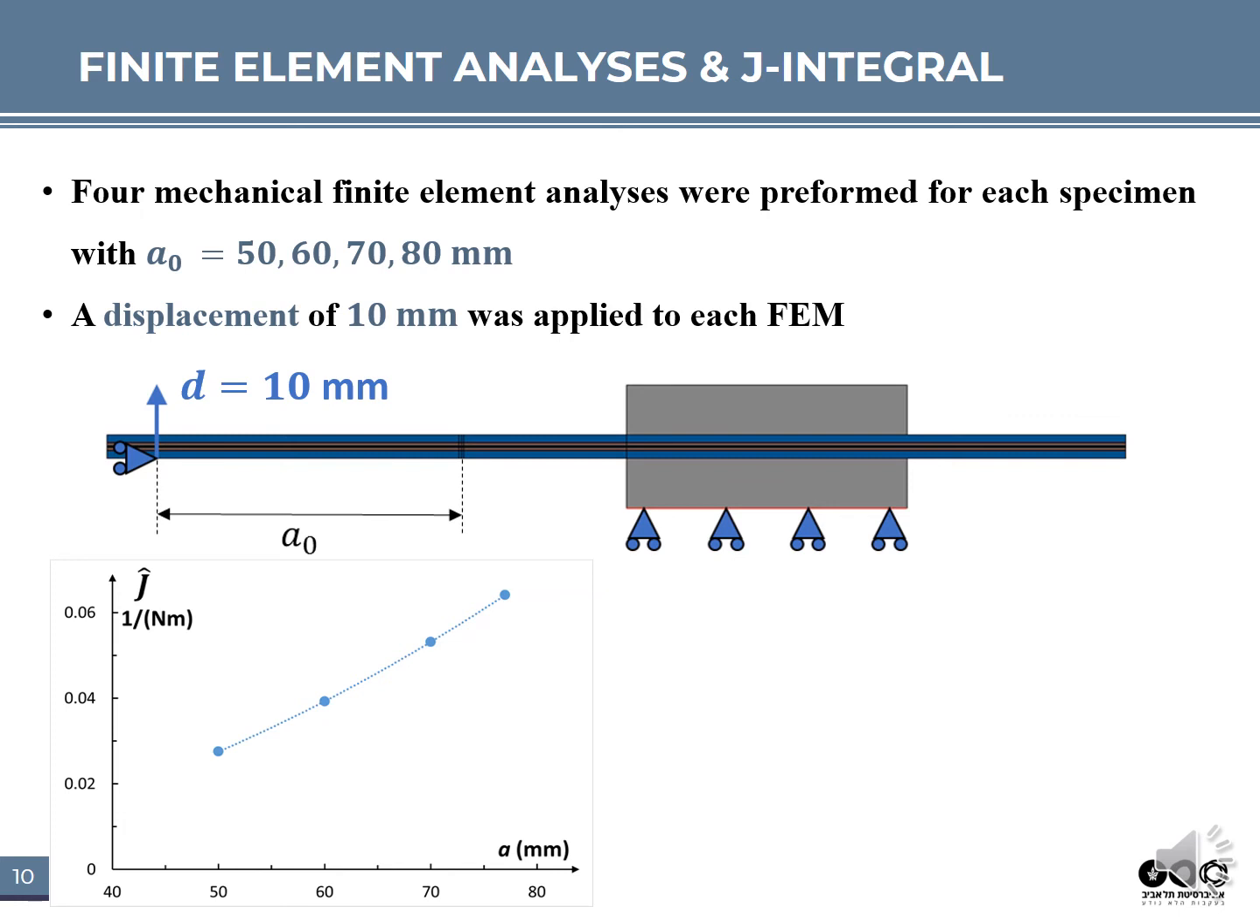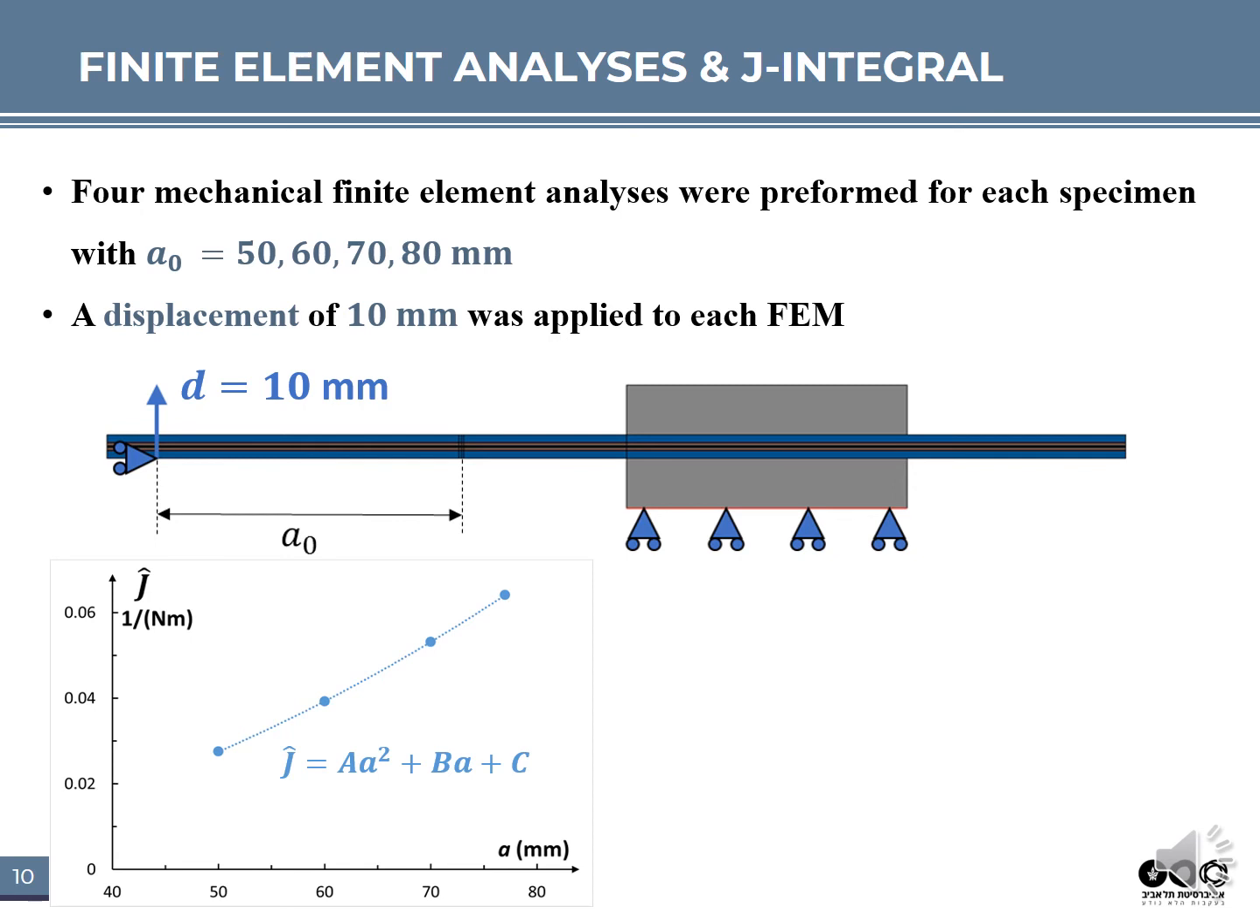The J values were normalized with respect to the load obtained at D equals 10 millimeters for each analysis, and J hat was obtained for each delamination length and plotted, as you can see as the blue dots in this figure. A parabolic fit between the 4 data points was found and used to obtain a function for J hat for any delamination length.